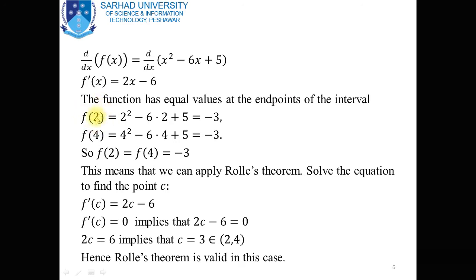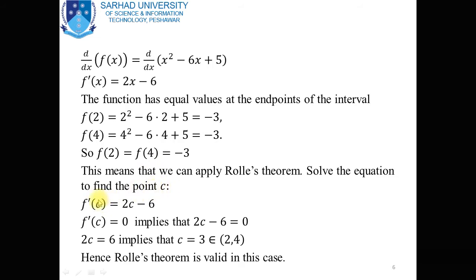So putting x is equal to 2, we obtain f of 2, which is equal to 2 square minus 6 multiplied by 2 plus 5, which is equal to -3, and f of 4, we obtain 4 square minus 6 into 4 plus 5, which is equal to -3. So the third condition of the Rolle theorem is also satisfied. F of a is equal to f of b, that is f of 2 is equal to f of 4, which is equal to -3. This means that we can apply the Rolle theorem for this function, and we can calculate the value in the open interval, which is c.